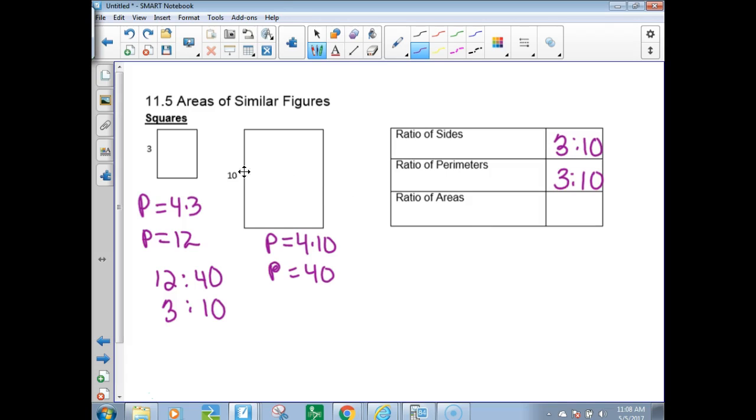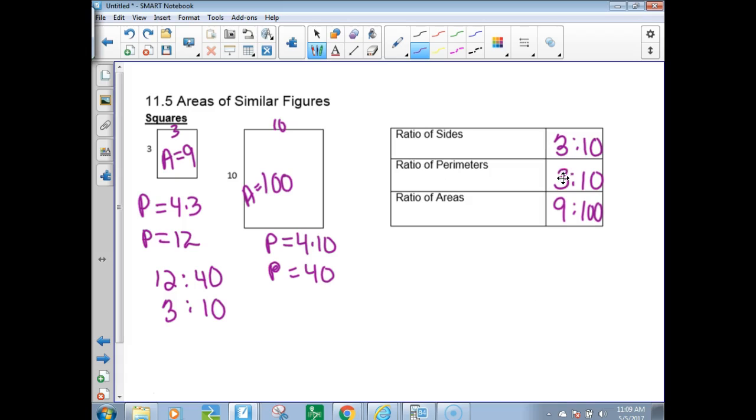What about the areas? Well, the area of this figure would be 3 times 3, or 9. And the area of this one would be 10 times 10, which would be 100. The ratio of the areas is 9 to 100.